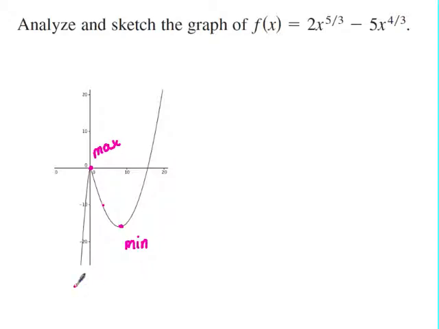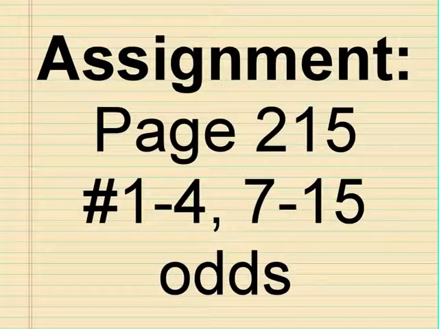So just make a detailed graph. I want to see exact points it goes through. It should be pretty straightforward. It's not going to be that difficult of an assignment for you. Page 215, you need to do 1 through 4, and then 7 through 15, the odds. If you want to use graph paper, that's fine. If you don't want to use graph paper, just use notebook paper, that's fine as well.